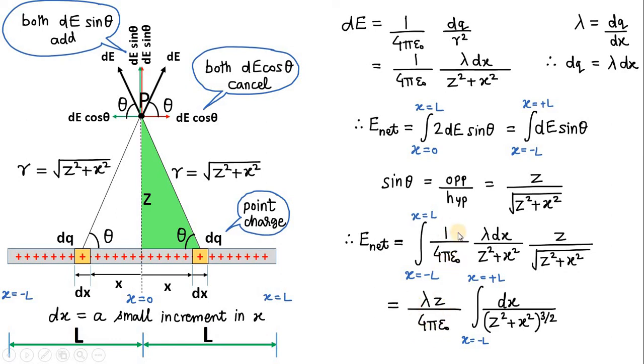1 upon 4 pi epsilon is a constant, lambda is a constant because the rod has a uniform charge density, and z is also constant because z is the constant distance of the point P from the rod. So keeping aside all the constants outside, we have got this integration. Now if you perform this integration, then we get our final answer. Now how do we do this integration? If you remember the standard result from a maths textbook, that is good enough. Otherwise, I will tell you on the next page how we can do this step-by-step procedure of performing this integration.